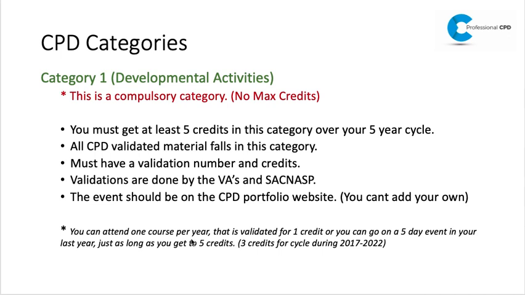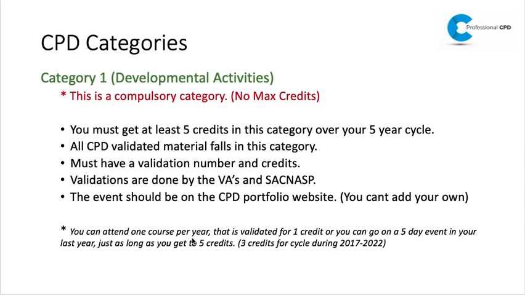Right, now let's get into the actual CPD credit categories. So category 1 is a developmental activity. And this is a compulsory category. There's no maximum credit, so you can get as many credits as you want to. Now, on a normal cycle, you must get at least 5 credits over the 5-year cycle. Effectively, what it just means is 1 day out of the office, where you spend 10 hours a year. So 1 day out of the office or doing training a year, I think it's quite achievable. If you do that every single year, then you should be fine.